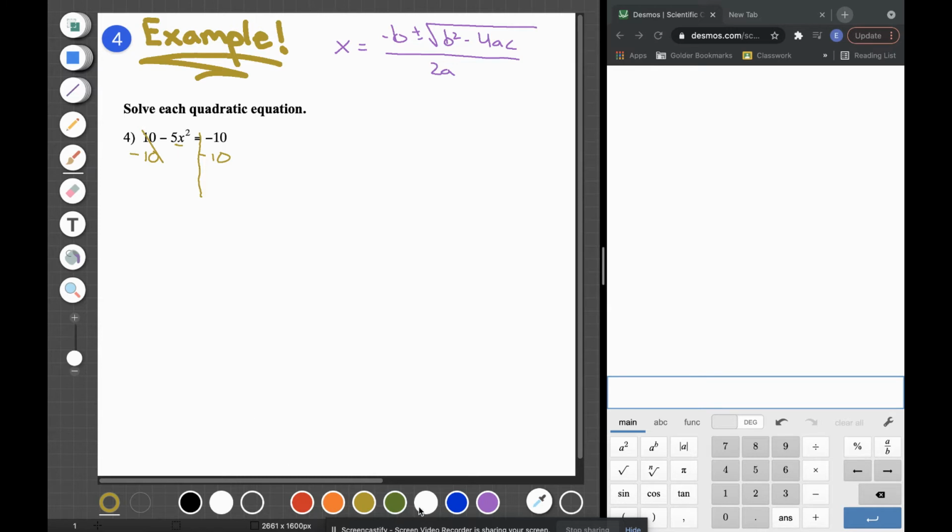Okay, so then we're going to have negative 5x squared equals negative 10 minus 10, which is negative 20. And if you're not sure, you just use your calculator. Negative 10 minus 10, negative 20. Bam. All right, then we're going to pull this down.